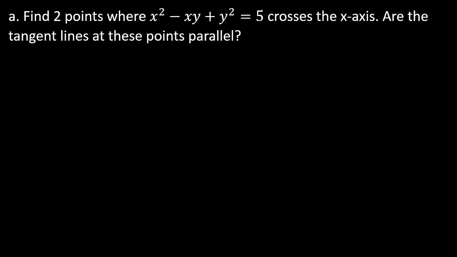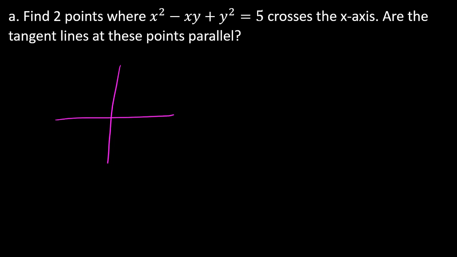All right, so find 2 points where x squared minus xy plus y squared equals 5 crosses the x-axis. Are the tangent lines at these points parallel? So this actually is a lot of work in one very small question. First things first, it says find where this crosses the x-axis. For where this will cross the x-axis, you might want a little visual of that.